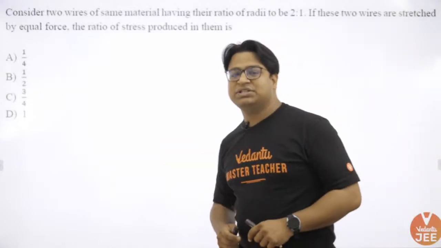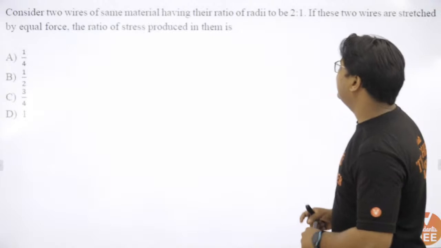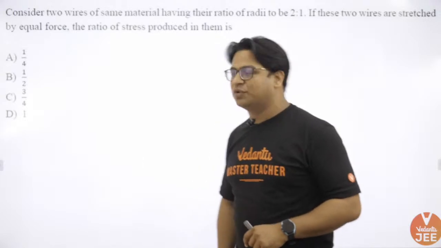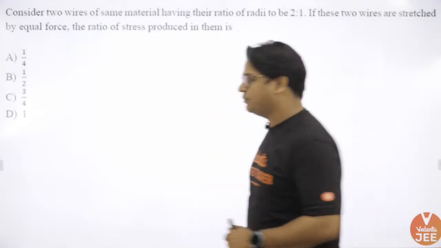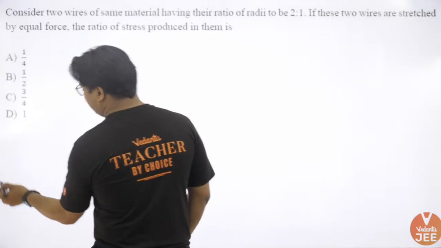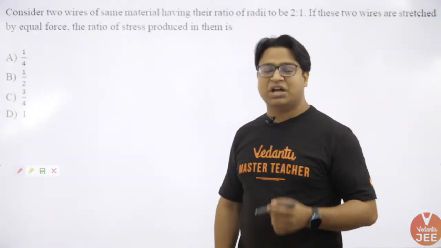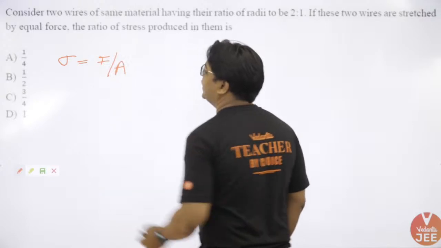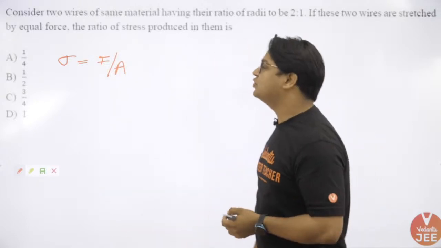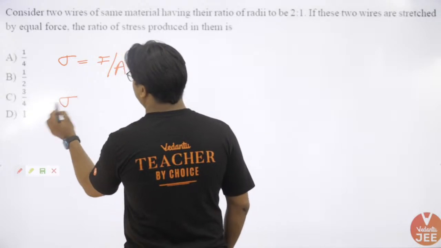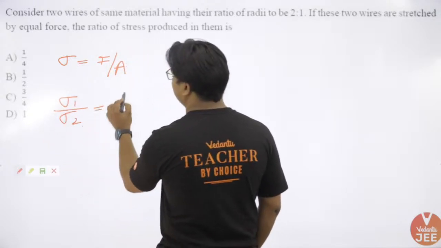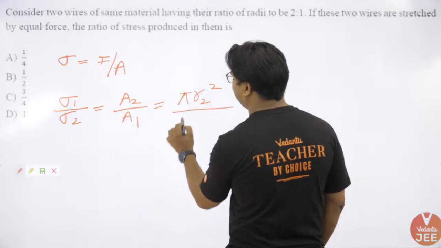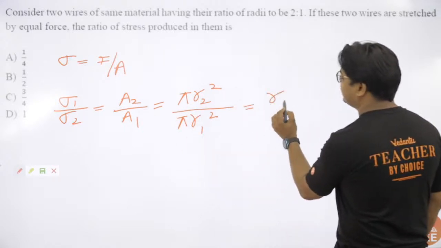The next question says there are two wires of the same material and the ratio of their radii is 2:1. These wires are stretched by equal force, and we have to tell the ratio of stress produced in them. Again, a very simple question. You just need to know the definition of stress. Stress is force upon area. Since we are exerting the same force on both the rods, sigma 1 by sigma 2 will be equal to A2 by A1, which is pi R2 square by pi R1 square, which means (R2 by R1) square.